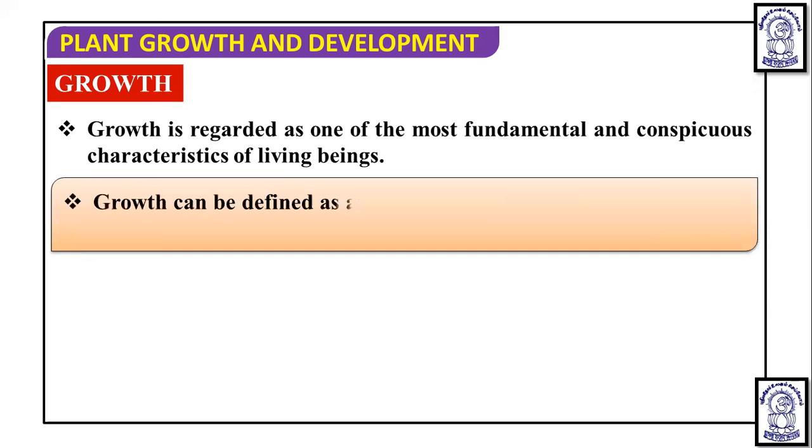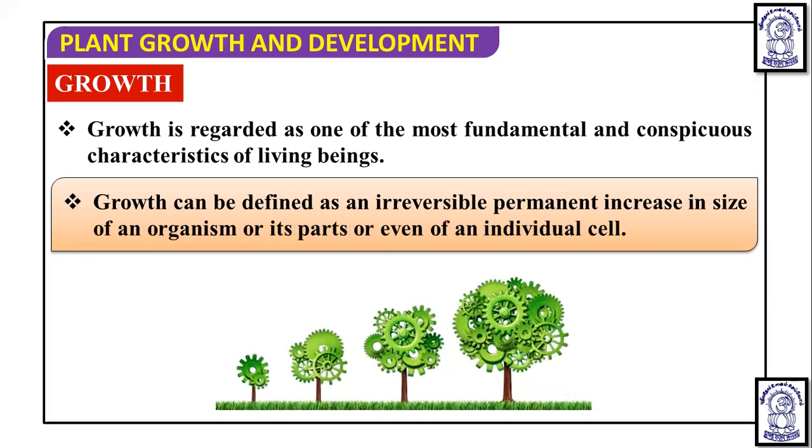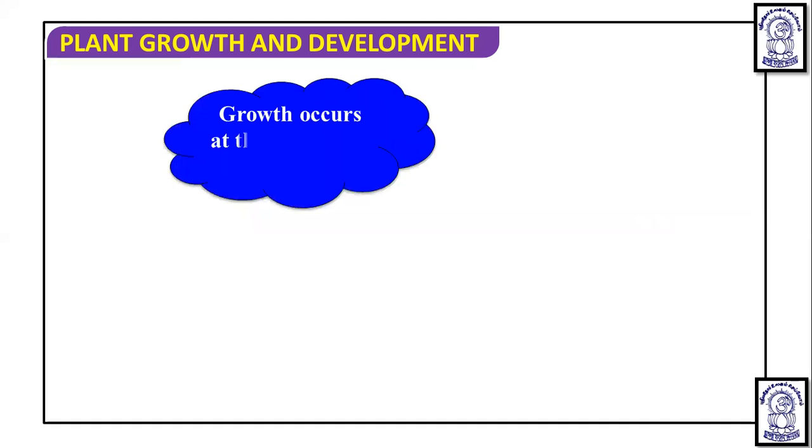And this growth can be defined as an irreversible permanent increase, as we have discussed. You can see the growth is happening in the diagram. So growth occurs at the expense of energy. Obviously, growth is going to take place at the expense of energy. ATP is going to be used.